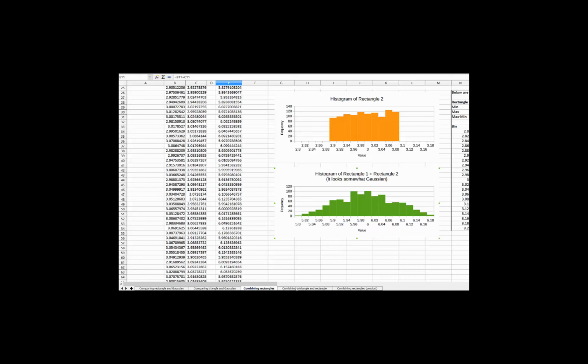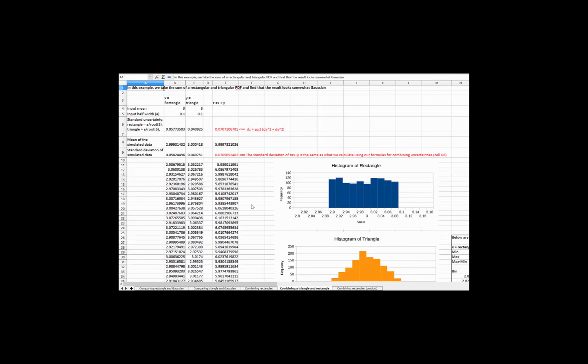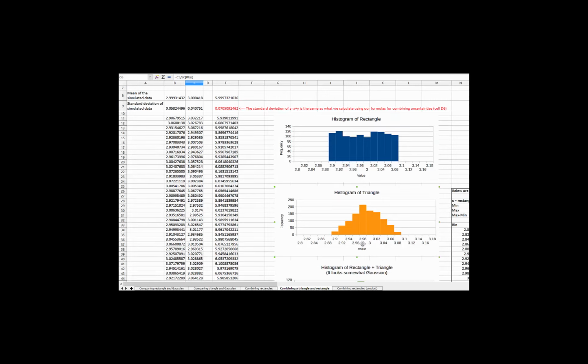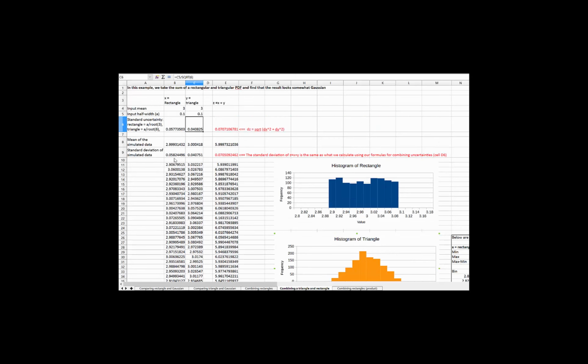Now I can also look at combining a triangle and a rectangle. These are basically the triangles and rectangles that we had from the very first two tabs. I've got a rectangular distribution, which gives us a standard uncertainty of 0.058. That's this one. I have a triangular one that gives us a standard uncertainty of 0.041. That's this one. And when we combine those, we do some simulated data, and then we add them up, and first of all, the standard deviation of that is 0.071.